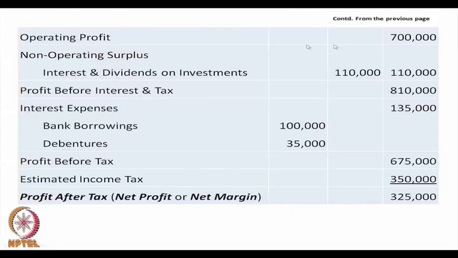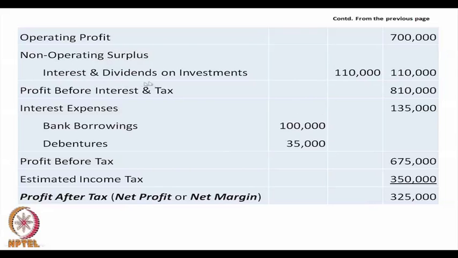So, this is written down here, and here what we have done is adding other income from other sources. If the company has invested in fixed deposits, it will get interests, and if it has invested in other companies' shares, it will get dividends. These are surpluses which are not out of its own operations. Therefore, they are called non-operating surplus.